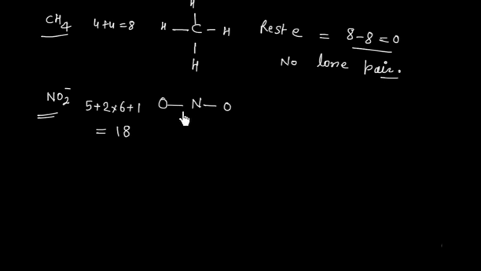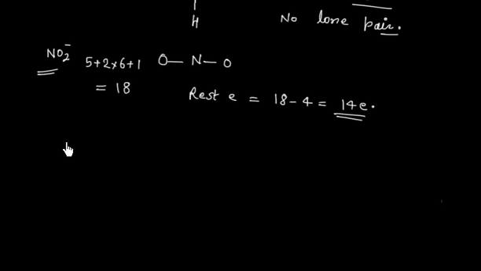Now how many electrons have we used? We have used only 4, so the rest is 18 minus 4, that is 14 electrons. Now we have to place these 14 electrons. We have to first put these electrons on the more electronegative atom, so we have to complete the octet of the more electronegative atom first.